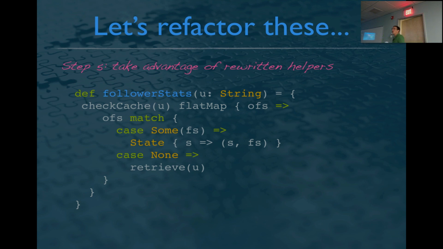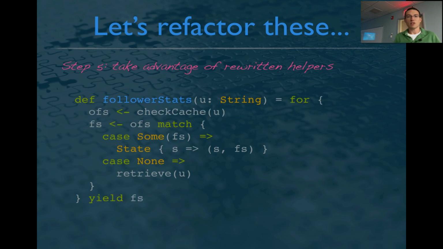What can we do now that we have these inner functions as states? Now that these inner functions return state data types, can we use these in some way? So what does Scala have to help us when we have data types that have maps and flat maps? What syntax do we have? Right, for comprehensions. So we can use these things in a for comprehension.